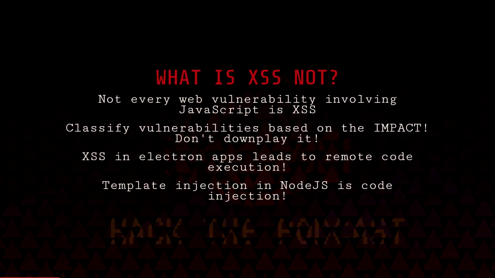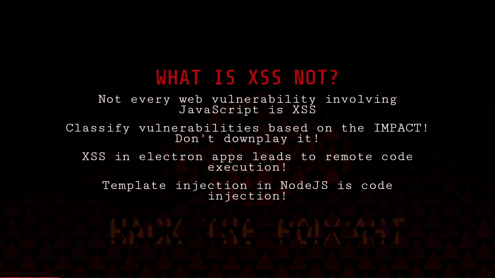What is XSS not? This is the part that I feel most people get wrong. Just because there is some kind of web vulnerability involving JavaScript does not make it XSS. You are doing yourself a disservice, as well as the program you're reporting it to, by claiming that, because in some instances it can actually be a lot more severe than a normal XSS would be. A good example of that is a Node.js application where you're injecting some kind of JavaScript into the templating engine. That will actually lead to full-on remote code execution, because now you're running JavaScript code with the much more privileged API that Node exposes to JavaScript programs.